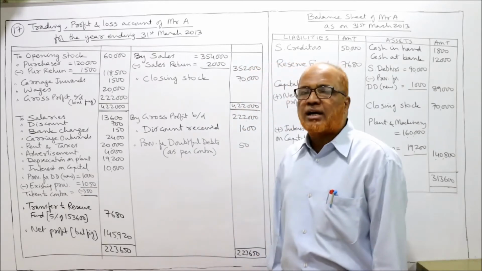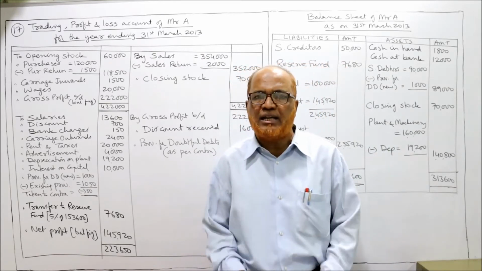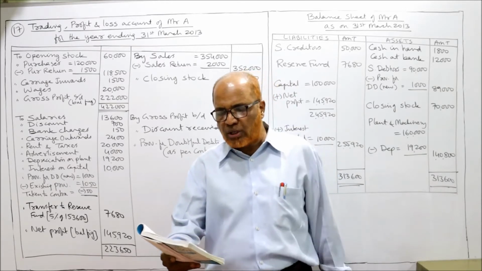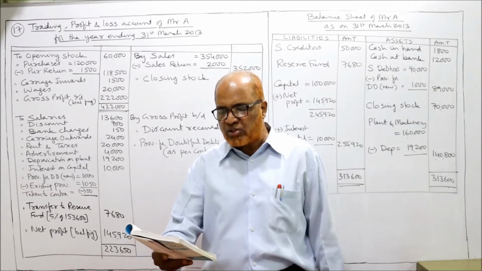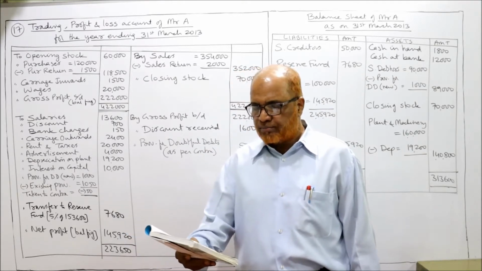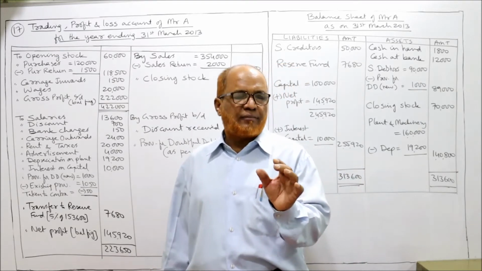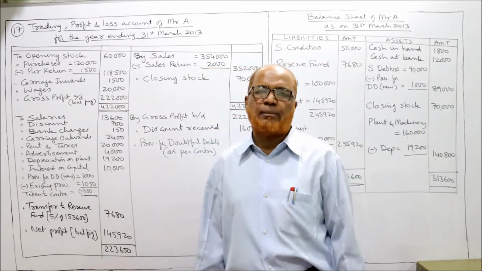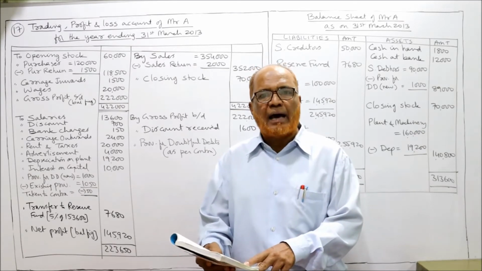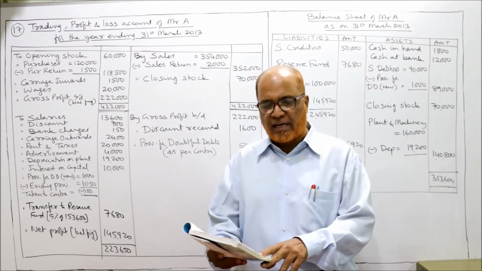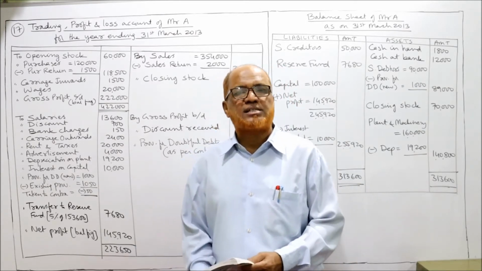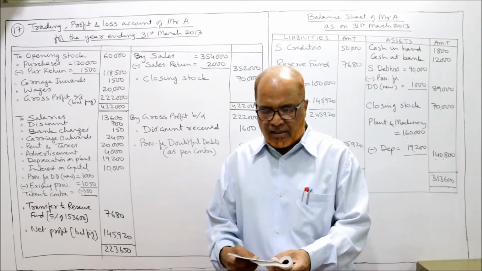Now, I'm going to start the next problem, problem number 17. See the 17th problem. On 31st March 2013, the following trial balance was extracted from the books of A. Capital account. So I am reading out the values of trial balance items. We'll discuss each item where it will go. So capital, liability side, plant and machinery, asset side, sales, trading account, credit side, purchases, trading account, debit side, returns.